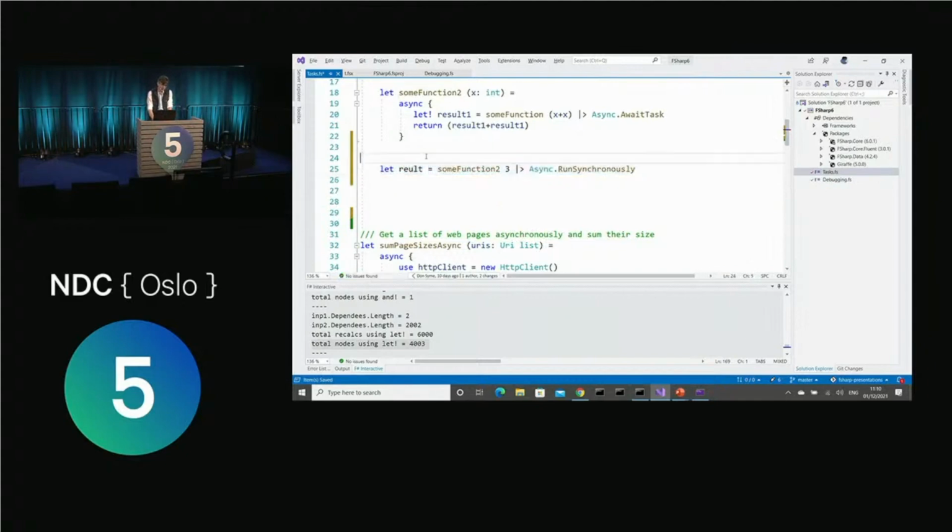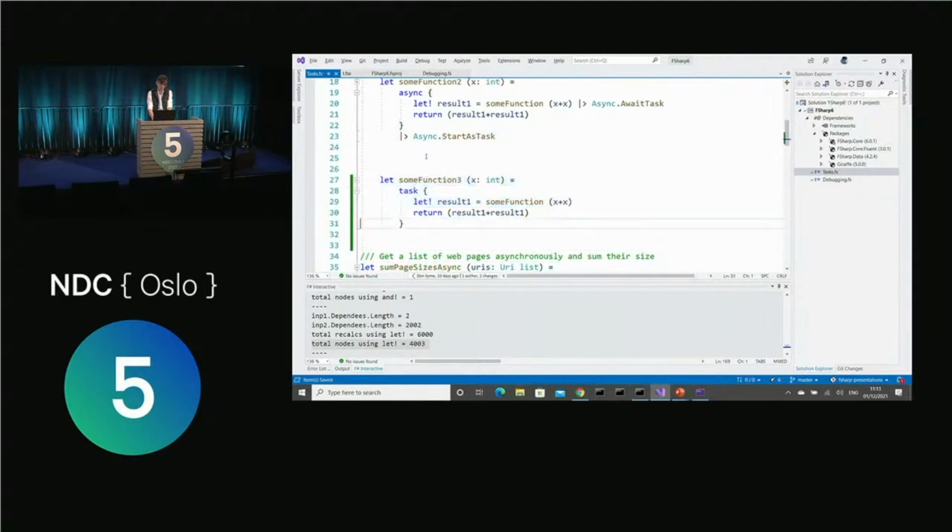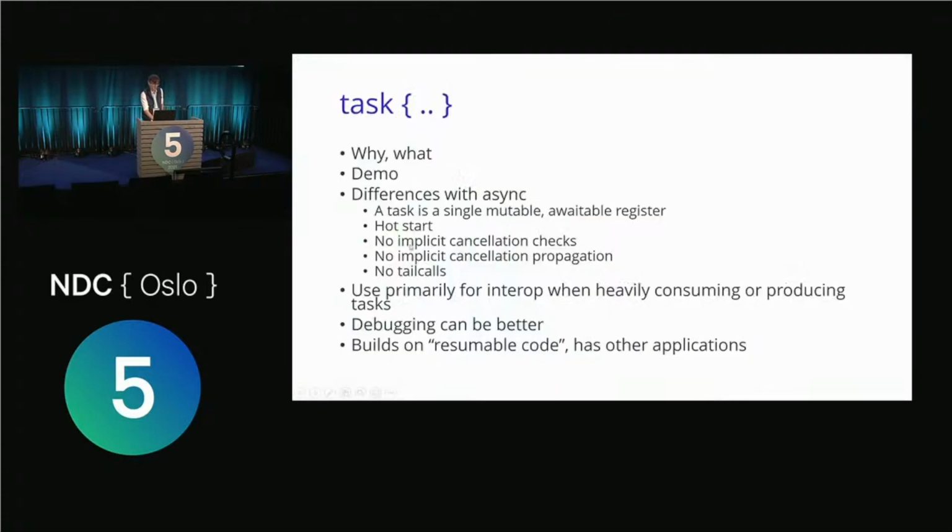Okay, but tasks aren't like that. When you have task code, the code starts running immediately. As soon as you execute some function, this task starts running until its first await point. So tasks are hot start. They also don't do cancellation checks along the way, and they don't propagate a cancellation token automatically. One of the really nice things about F# async code is it propagates that cancellation token all the way through, which makes life much simpler. That's not the case with tasks. You have to do that explicitly, and they also don't support tail calls, so you have to be a little bit careful about recursive tasks.